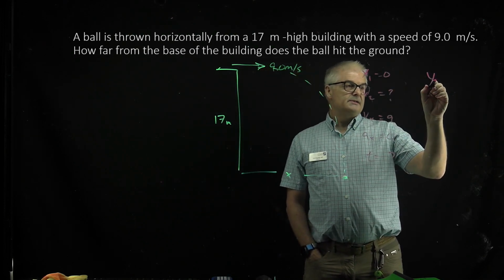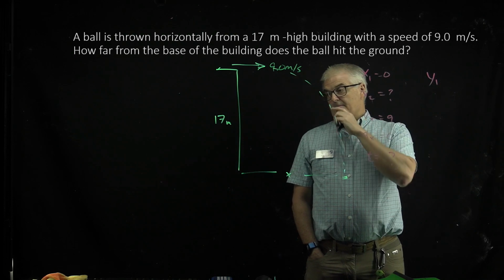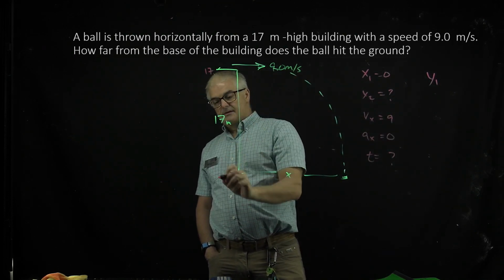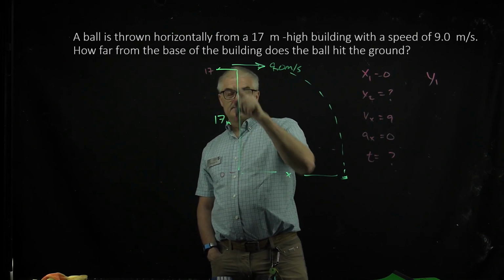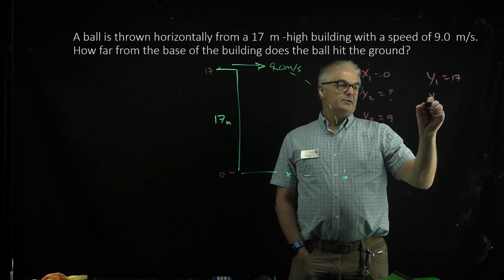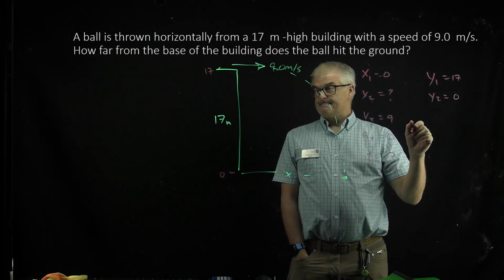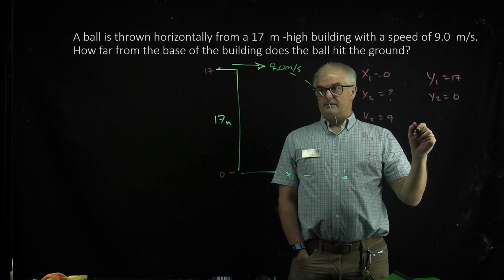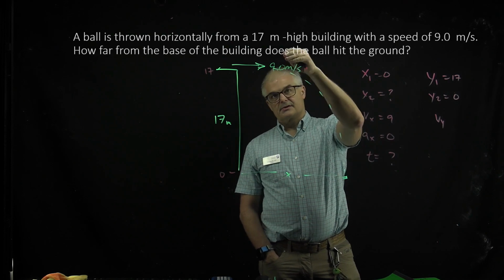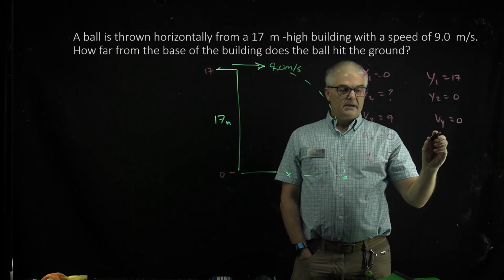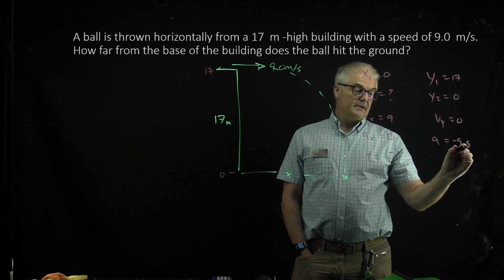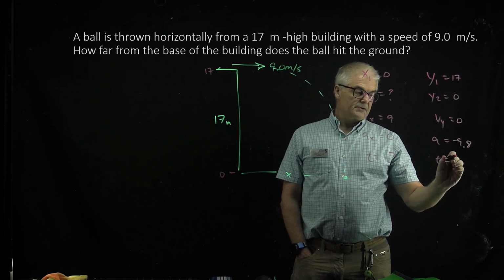So y0 or y1, we have to decide how we want to do this. I think we'll make this 0 and that 17. So y1 is 17, and y2 is 0. It's going to finish up at 0. And Vy, now notice it's only being thrown in this direction, so it's not being thrown up or down. That's 0, isn't it? And what else do we know? A, of course, is negative 9.8, and t equals question mark.